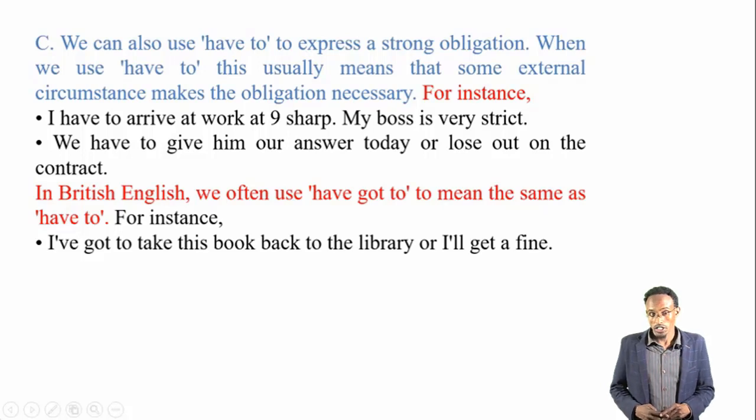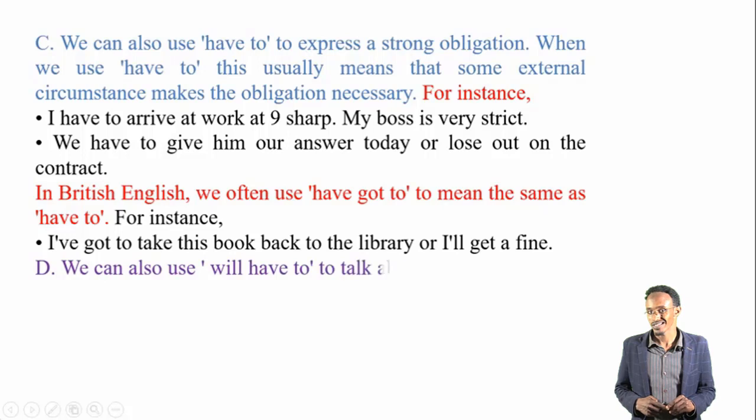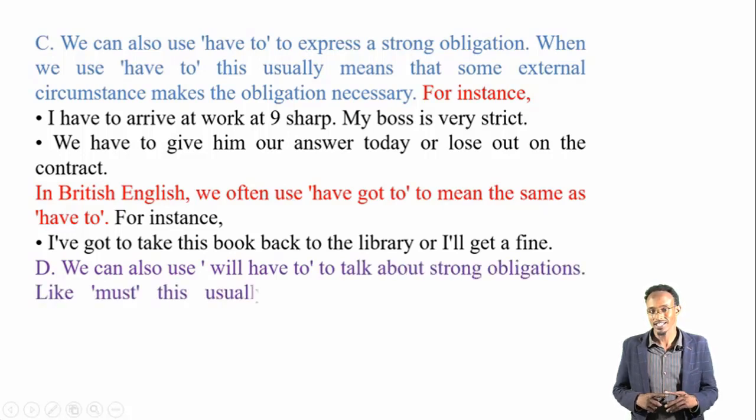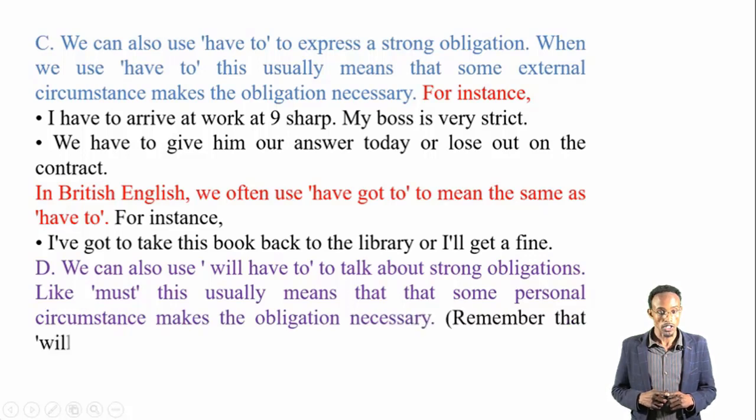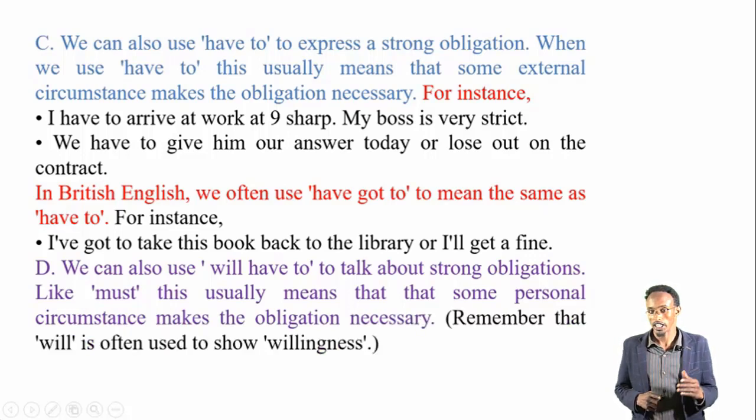In addition to this, we can also use will have to talk about strong obligations, like must. This usually means that a personal circumstance makes the obligation necessary. And remember that will is often used to show willingness. For instance, I will have to speak to him.